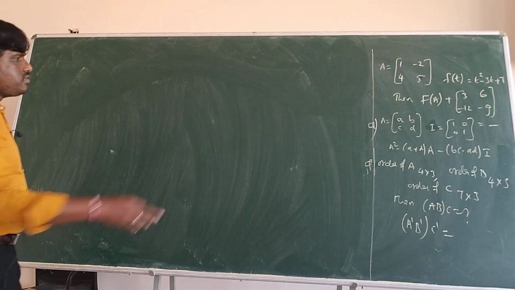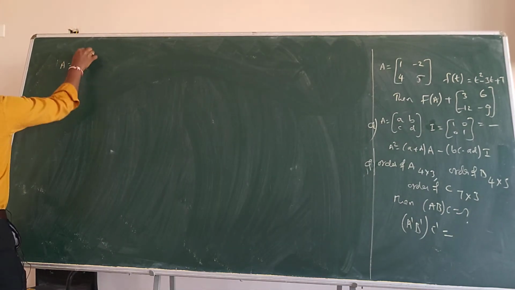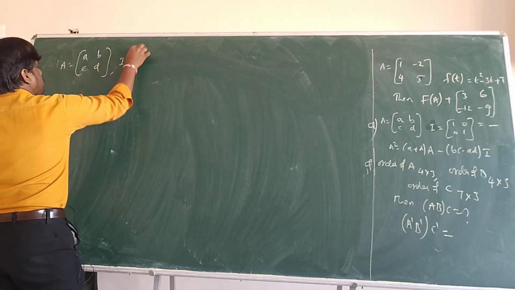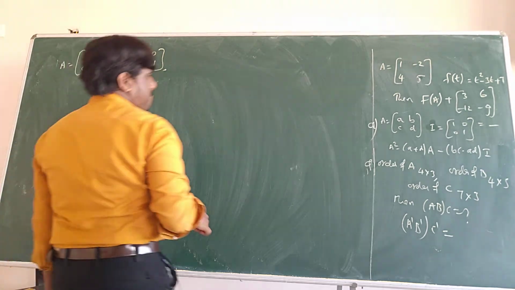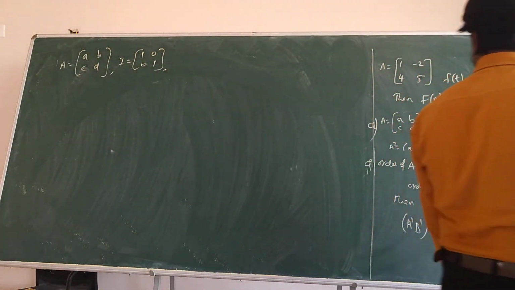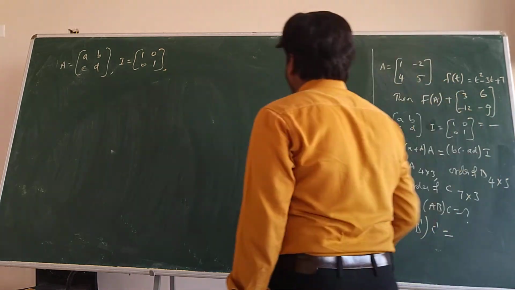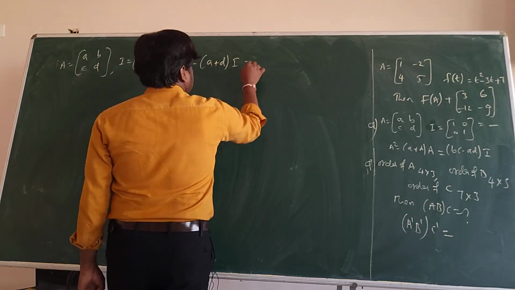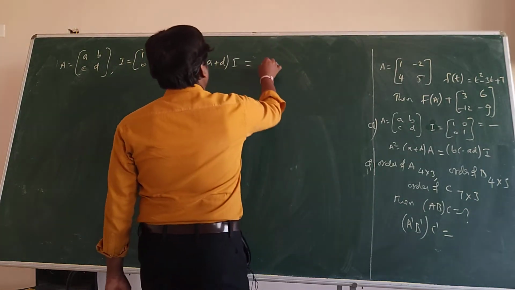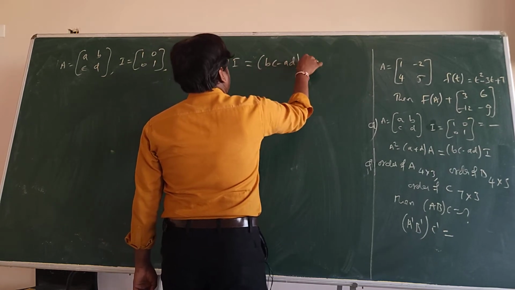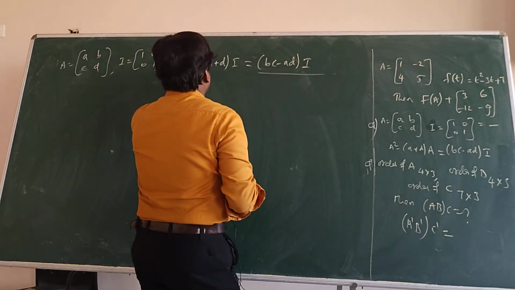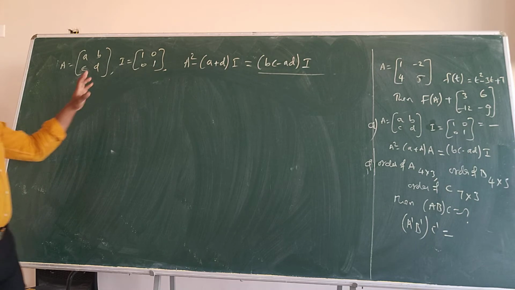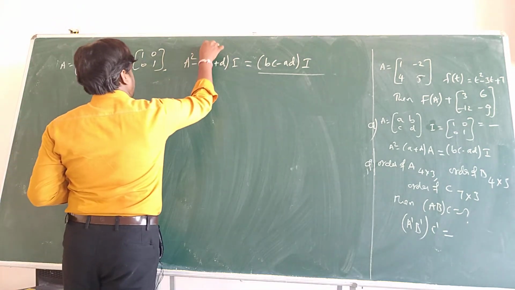Both. So here A is equal to the given matrix A, B, C, D. Next, I is equal to 1 0 0 1. I think this is an equal to symbol. A square minus (A plus D) into I is equal to (BC minus AD) into I. And this will be a fill in the blank. Okay, right? So how to do this one? We'll see. Prove that, this is the problem.